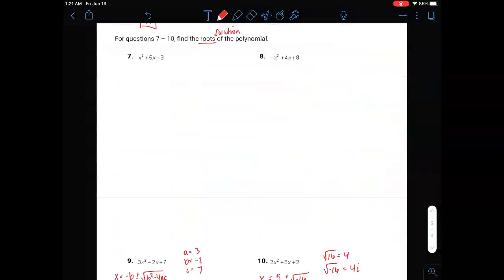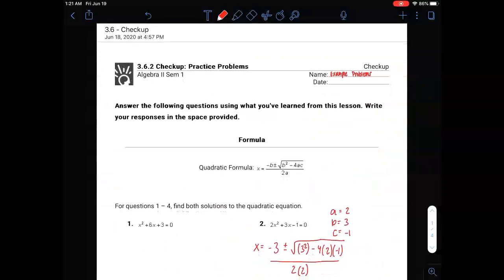So again, I left you a couple problems here to try on your own, and the answer keys are again posted on Google Classroom. So take a look at those.